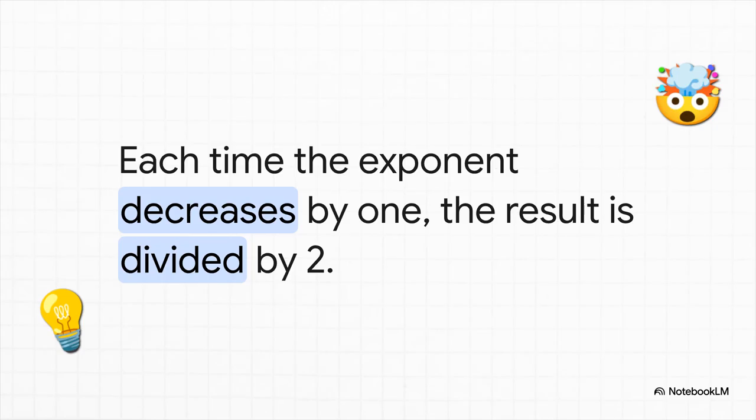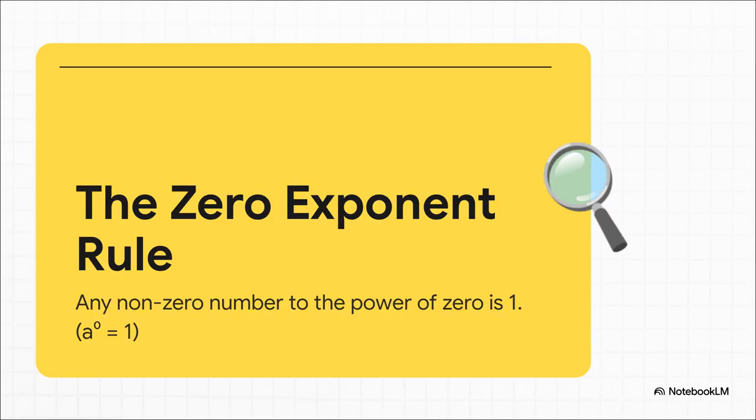Every time the exponent goes down by 1, the result just gets divided by 2. See? 16 divided by 2 is 8. 8 divided by 2 is 4. This one simple move, just dividing by 2, is basically the engine that's going to drive everything else we're about to learn.